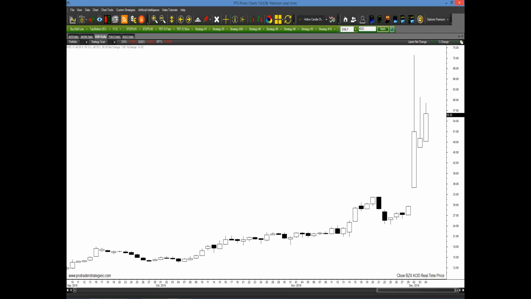Now, let's look at an example right here. Here's something that happened last week in KOD. Obviously, the stock was kind of headed sideways to higher, but then all of a sudden it took off, most likely on some big news, just this last week. How could we have taken advantage of that?